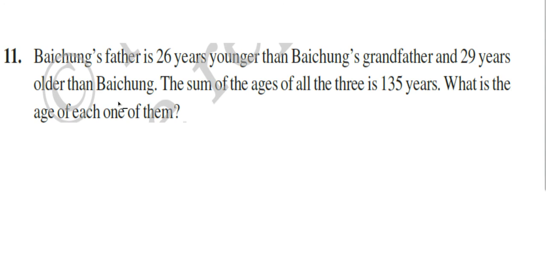Here, three persons are there. One is Baichung. Let Baichung's age be x. Then what is his father's age? Baichung's father is 26 years younger than Baichung's grandfather and 29 years older than Baichung. That is, Baichung's father is 29 years older than Baichung. That is, if Baichung's age is x, his father's age will be x plus 29.